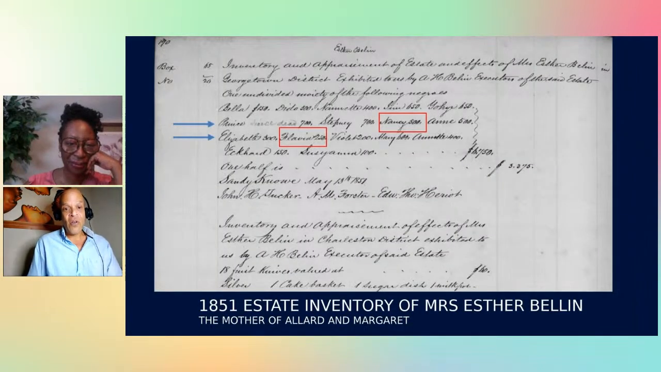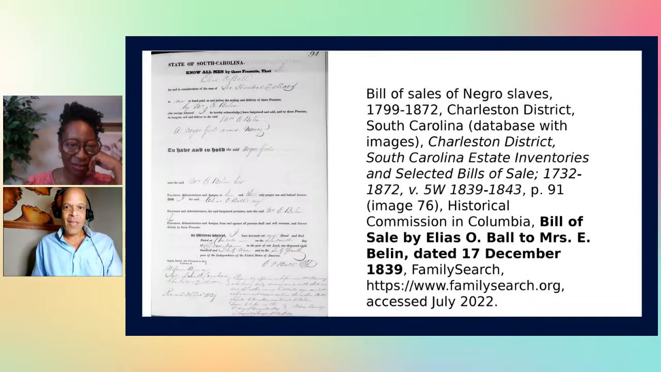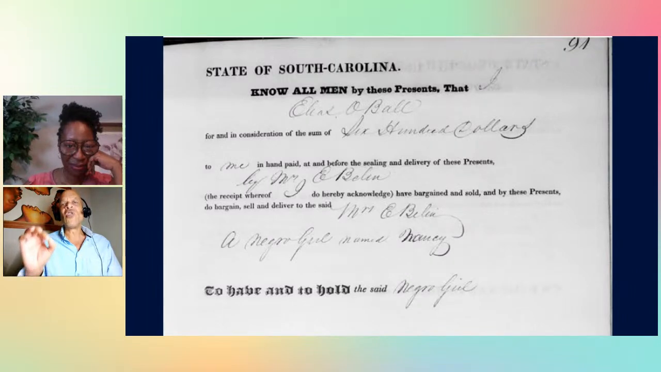Going back even further, this is the 1851 estate inventory of Mrs. Esther Bellin. She's the mother of Allard and Margaret. And whose names do we see there? Nancy and Flavia. They're together. Going back even further, this was a bill of sale of Negro slaves. This is the full citation that you see on your screen. You should always do this so that you know where you got records from, and any other researcher knows where you got it from.